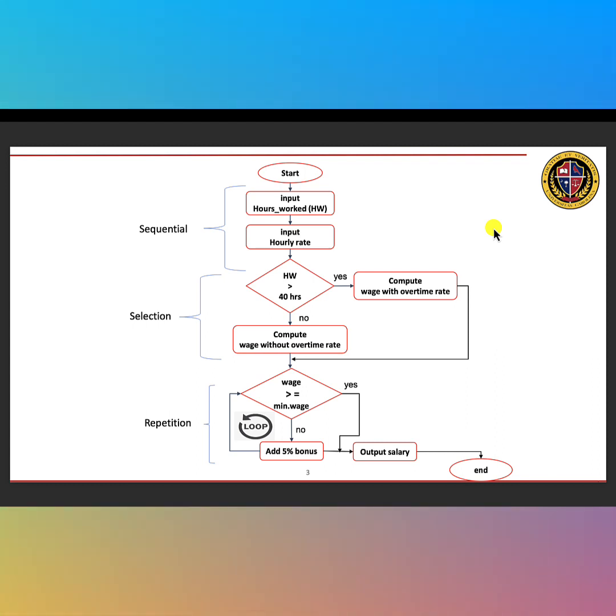So the case whereby the employee's salary would be less than the minimum wage, even after adding 5% bonus, would continuously be executed over and over again till this condition is satisfied. Here, we're going to loop through this process so many times till the condition is satisfied, then we leave the loop. So we have the repetition, we have the selection, and the sequential. Note that this flow of logic is not just restricted to the Python programming language, but all programming languages.